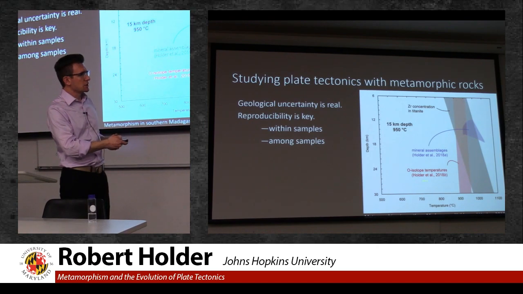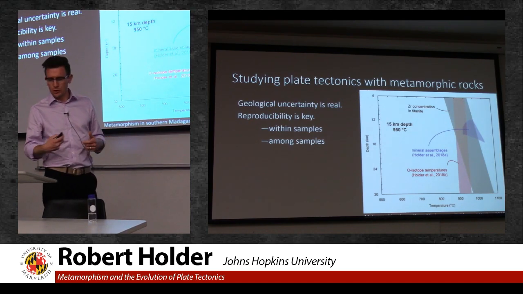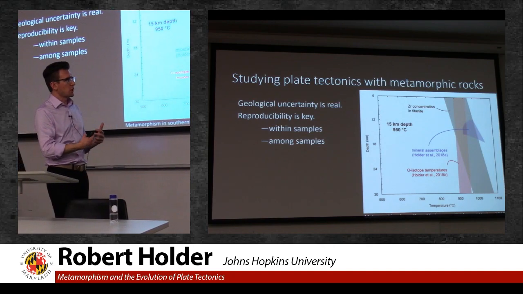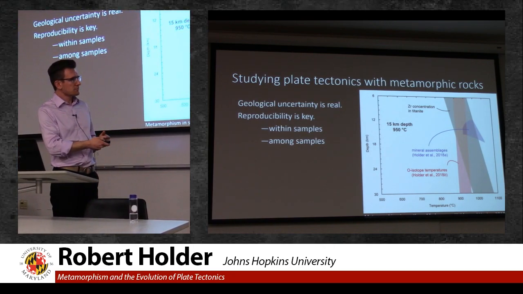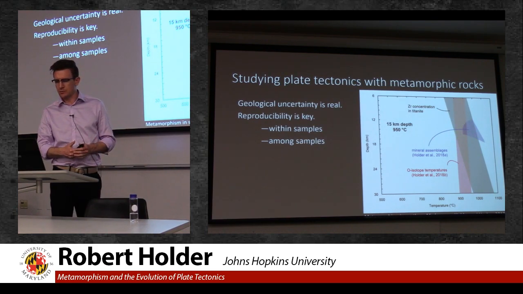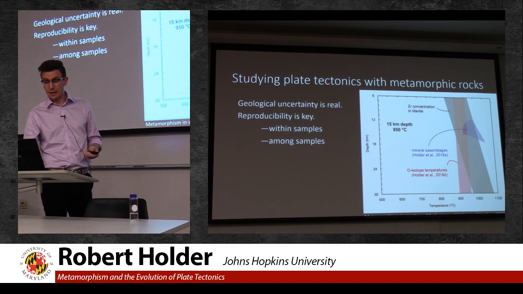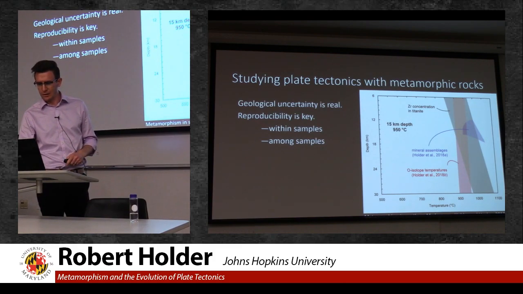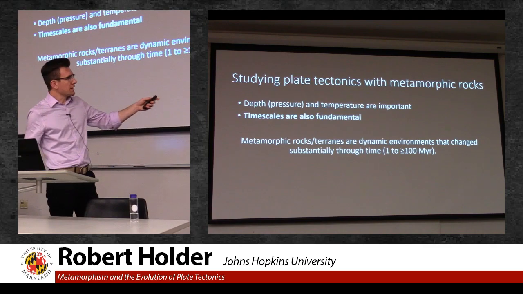And we looked at the oxygen isotope compositions of minerals in different rocks and in the same rocks from different locations in this particular place in southern Madagascar. And we have a nice set of agreement that these rocks formed about 15 kilometers depth at 950 degrees.